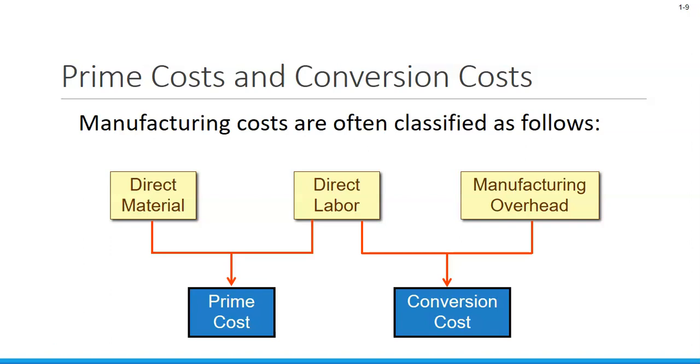Conversion cost is the cost of converting direct materials into a finished product. In order to do that, we need varying amounts of direct labor and manufacturing overhead, which, remember, the manufacturing overhead are things like the factory rent, the factory utilities. We need electricity, we need a supervisor, we need a building, we need machinery, all of that stuff in order to convert those raw materials into a finished product.